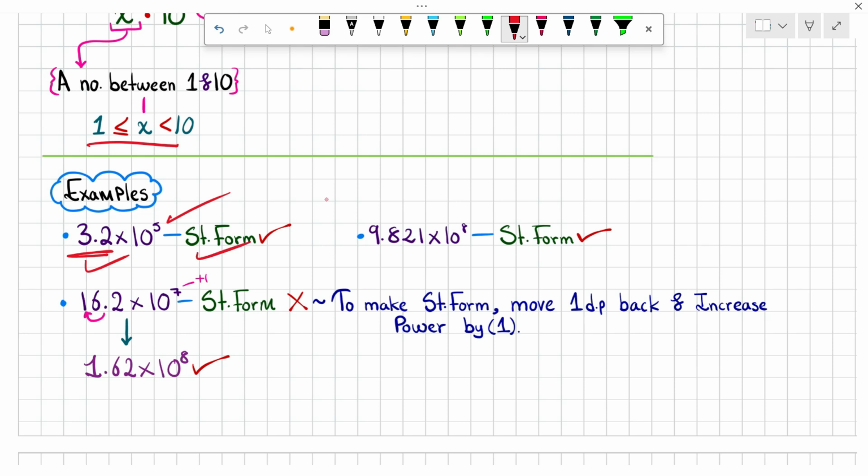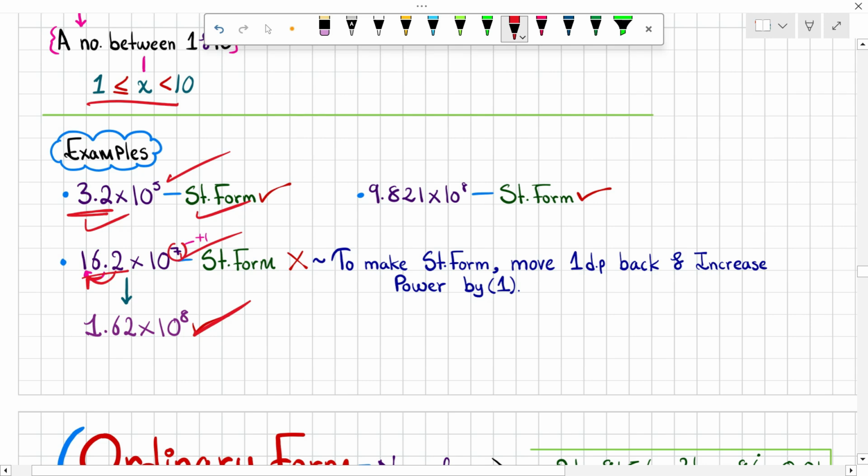16.2 times 10 to the power of 7: 7, good. 16.2, greater than 10. What do we do now? To change this, we move the decimal place 1 place back, and we add 1 to the power. Now it's in standard form. So the rule to make standard form is to move the decimal 1 place back and increase the power by 1 if it's greater than 10.